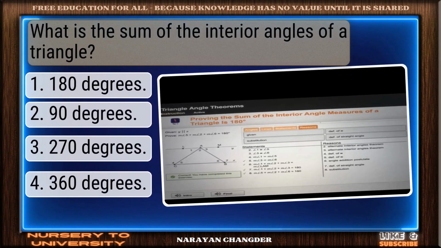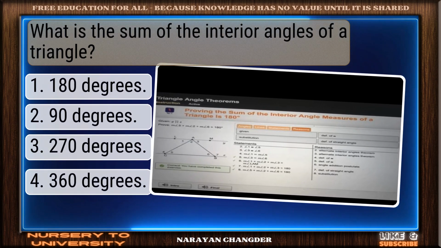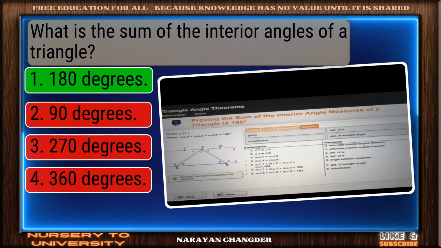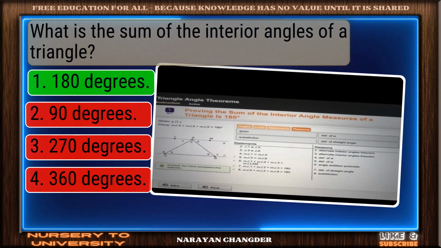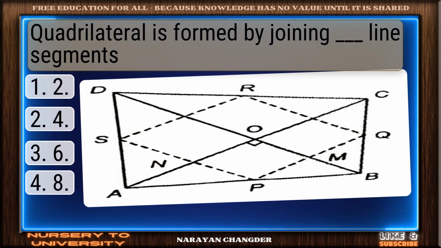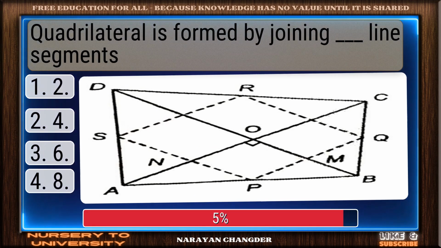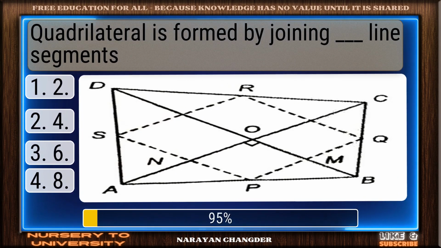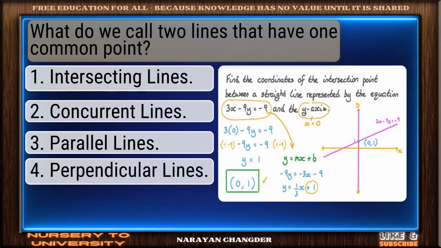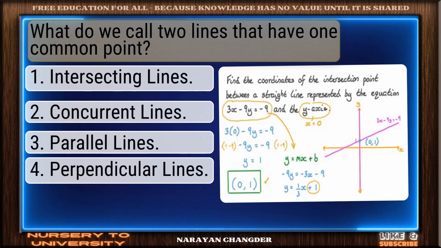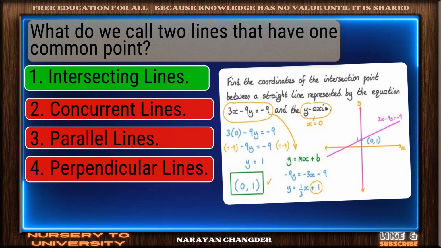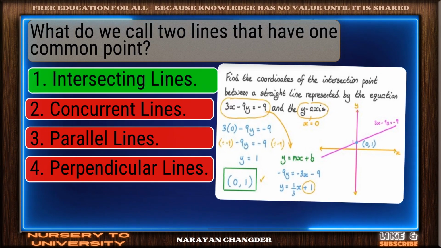What is the sum of the interior angles of a triangle? Strong choice. 180 degrees is the right answer. Quadrilateral is formed by joining dash line segments. Right again. 4 is a valid answer. What do we call two lines that have one common point? Sharp thinking. Intersecting lines is the right choice.